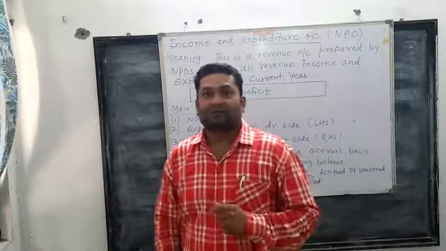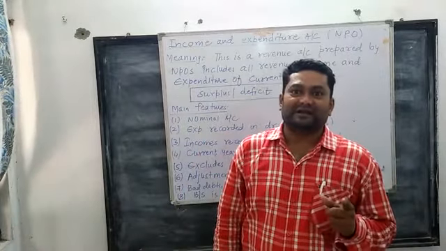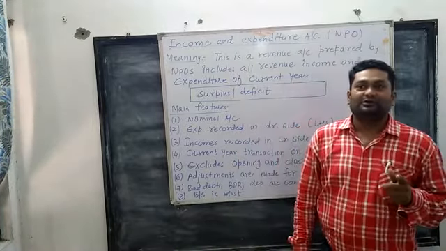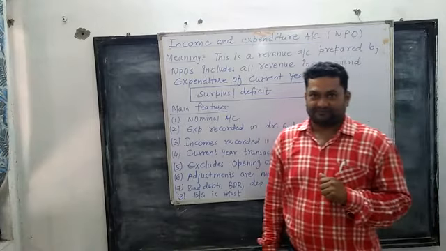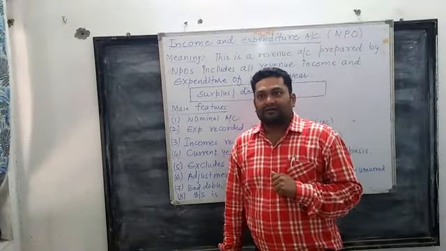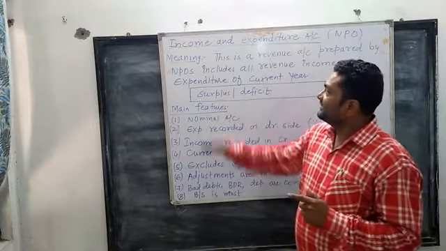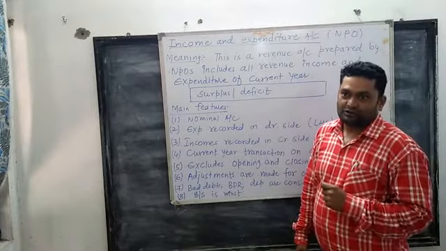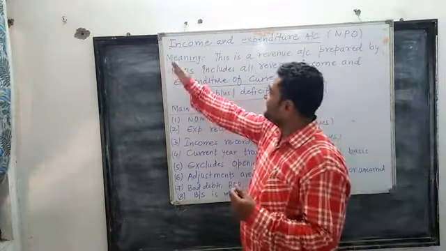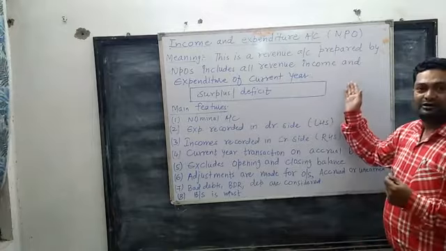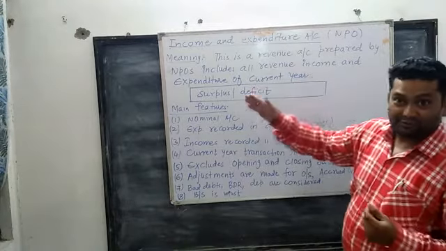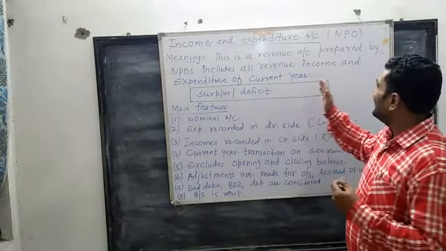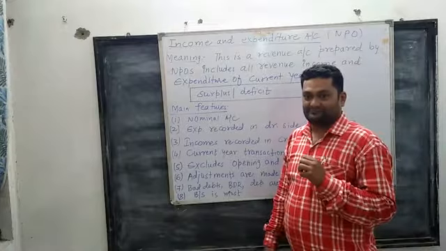First of all, income and expenditure account is the same as the PL account, which is made for a trading concern. But in NPO, it is named as income and expenditure account. So its simple meaning is, I have written here, this is a revenue account prepared by NPO, which includes all revenues and expenditure of the current year.